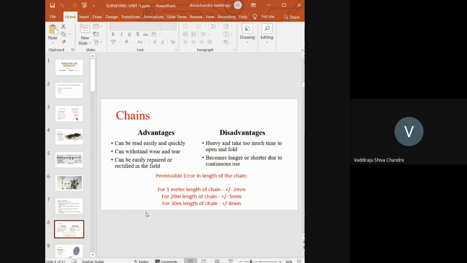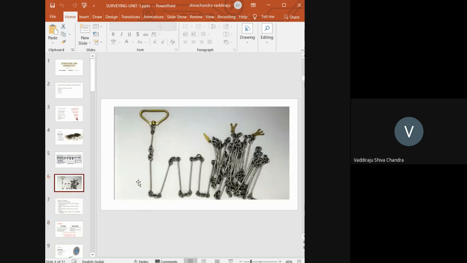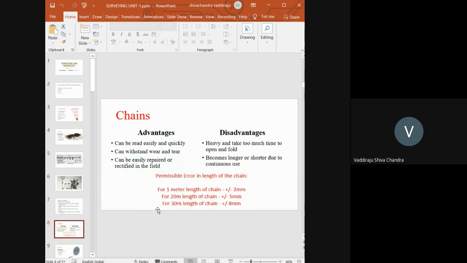Okay, and as the material used for preparing this is steel or iron, it can withstand wear and tear. If you drag it on the ground, it is not going to get deformed that easily unless you use very high force. A normal human pull will not be able to damage the chain that easily. It can withstand wear and tear, and it can also be easily repaired or rectified in the field.